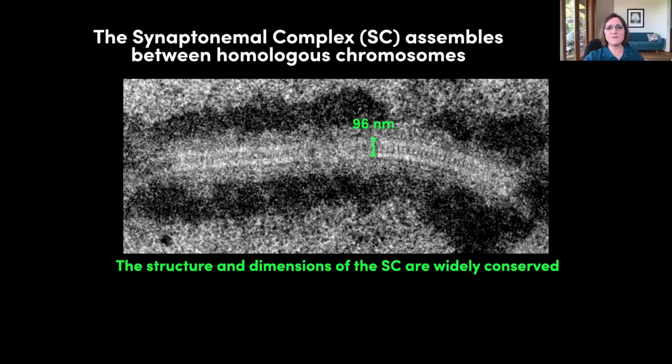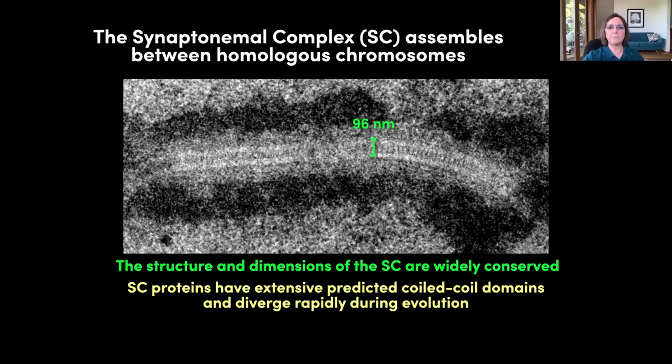The structure and the dimensions of the SC are widely conserved among eukaryotes. It's usually about 100 nanometers in diameter, and it always has this striated appearance that has led people to describe it as a series of transverse filaments between the paired axes. Here, the dark stuff is the chromatin. And again, I mentioned that the proteins that make up this material are not well conserved across eukaryotes, but they all have extensive regions of potential coiled coil formation.